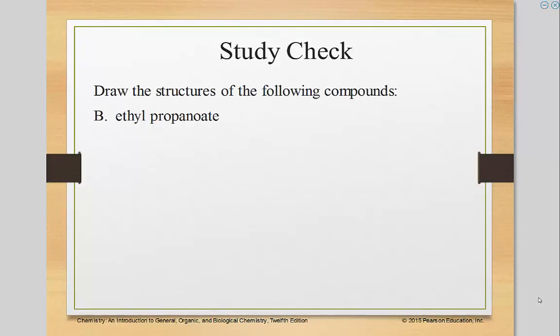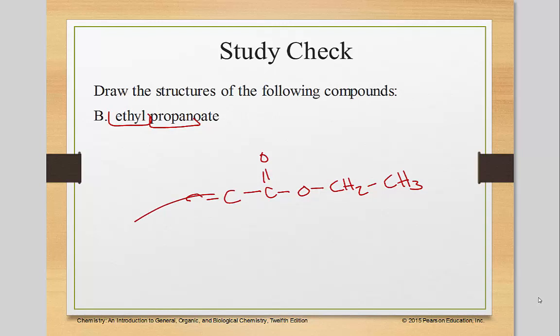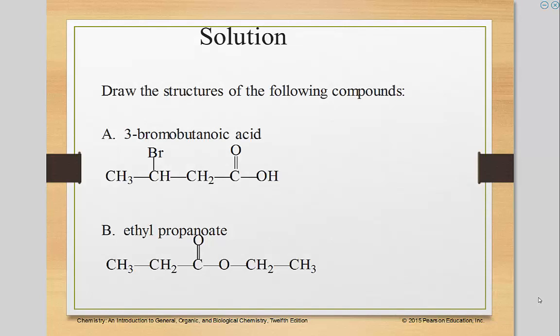Now, ethyl propanoate. So I know I have carbon double bonded oxygen with another oxygen. That's going to be an ethyl group, CH2, CH3. Prop means we need 3 carbons here. There's 1, 2, 3. So that's CH2 and CH3. And there you go. And that is how you name esters.